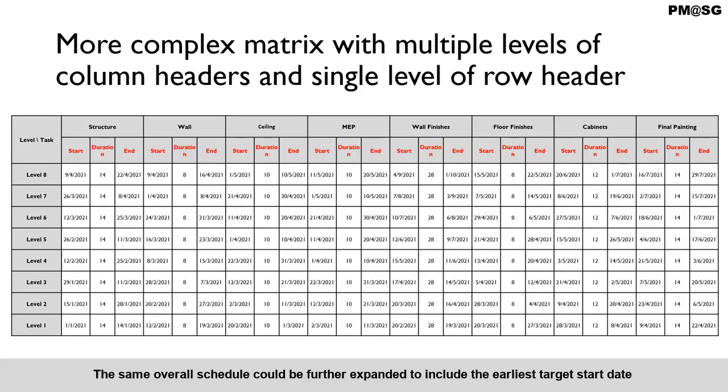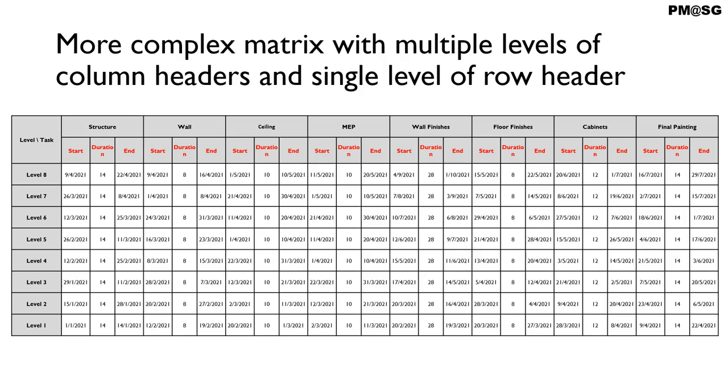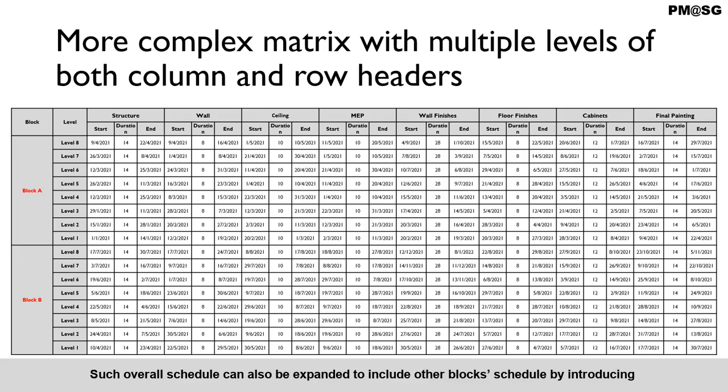The same overall schedule could be further expanded to include the earliest target start date for the trade for all apartment units within that level, and the floor cycle duration may be stated as well. This can be done by introducing additional levels of column headers. Such an overall schedule can also be expanded to include other blocks' schedules by introducing additional levels of row headers.